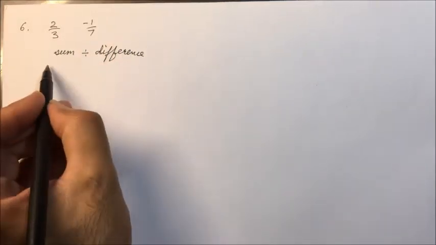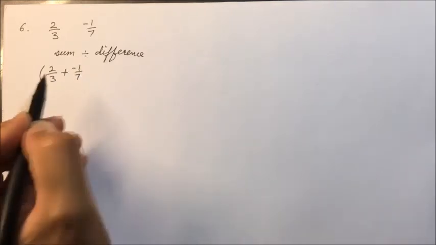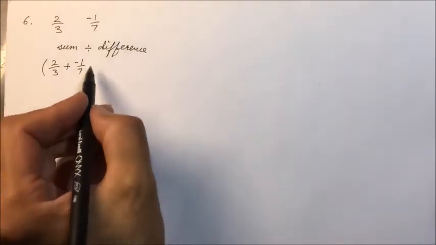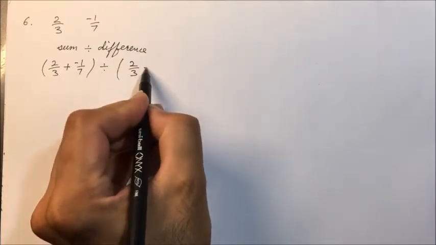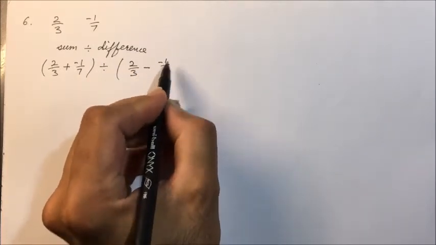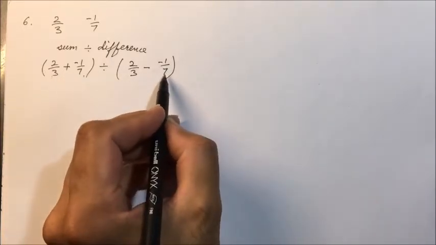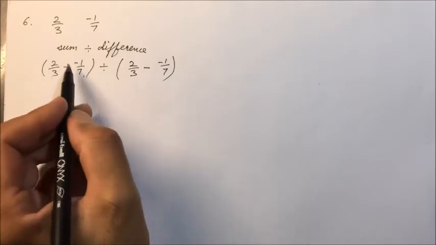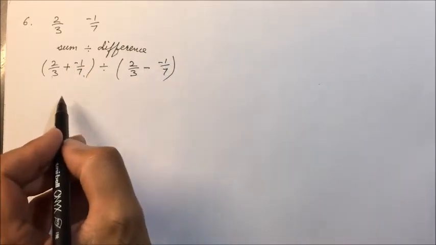So the sum will be written as 2 by 3 plus minus 1 upon 7, divided by 2 by 3 minus 1 upon 7. This is the sum of these two rational numbers, this is the difference of these two rational numbers, and this sum has to be divided by their difference. So first we will be solving the brackets.